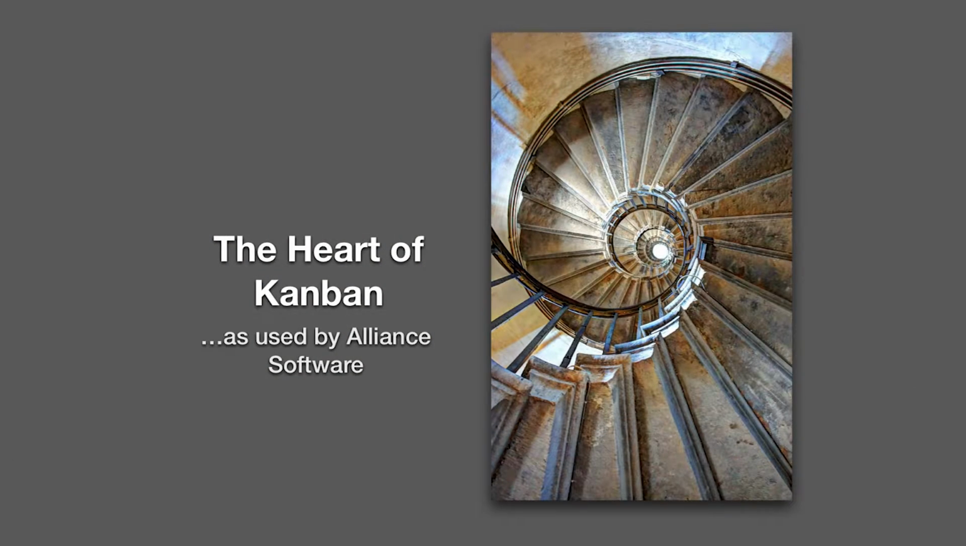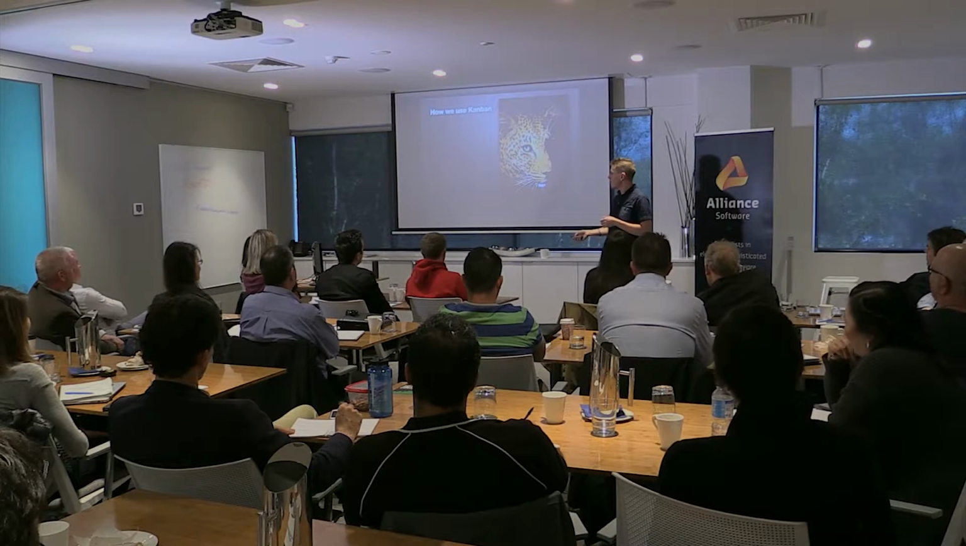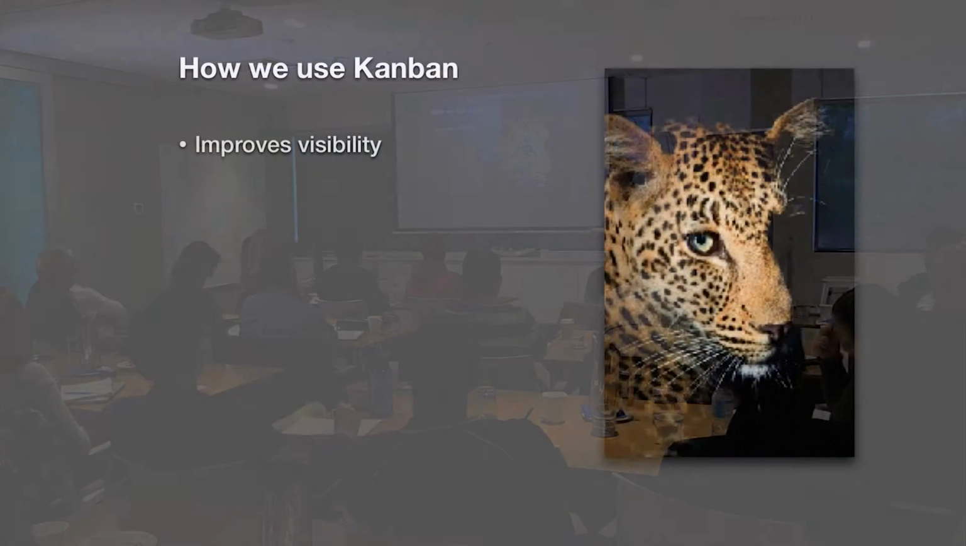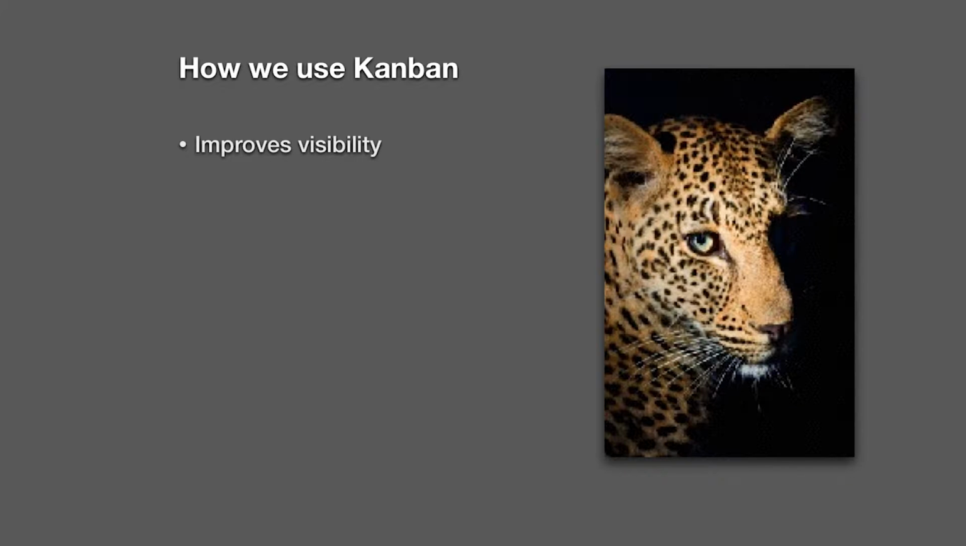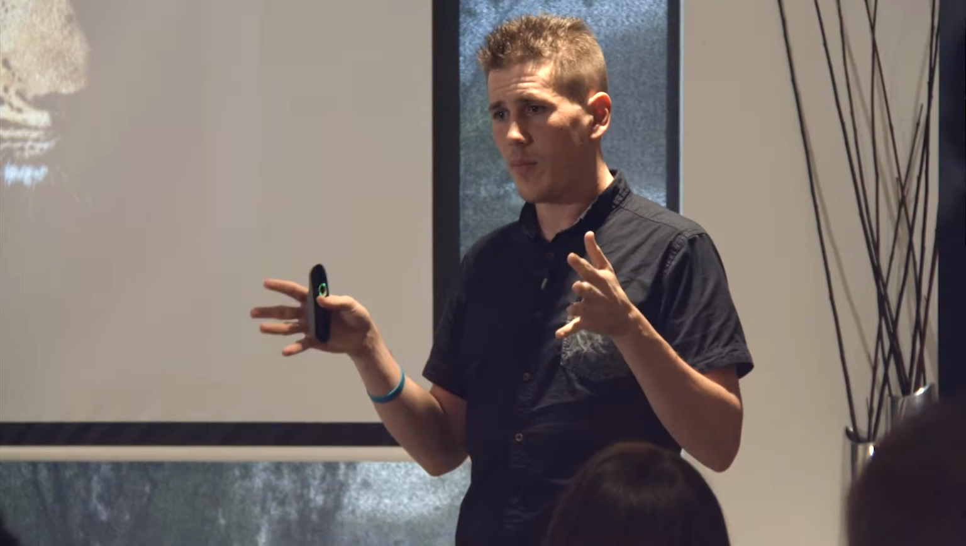The heart of Kanban as used by Alliance, and I had a really hard time finding images for this one, so you have a leopard. How we use Kanban. We use Kanban to improve visibility. Every one of our projects runs off a Kanban board, and that means you can go to a page, and on that page is represented a set of columns that will generally have something like specs and estimate to start, design, development, internal testing, external testing, and send live. So it tells you at a glance what the process is that a feature is going to go through in order to get to live.